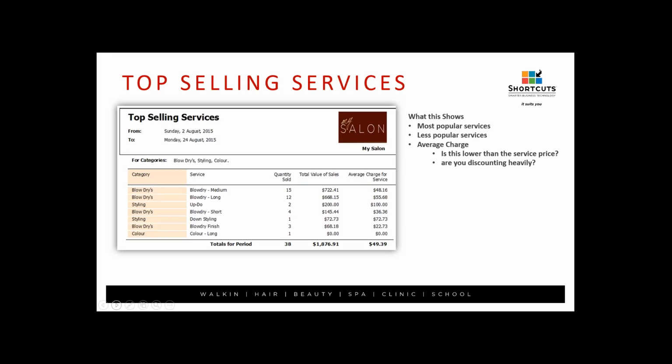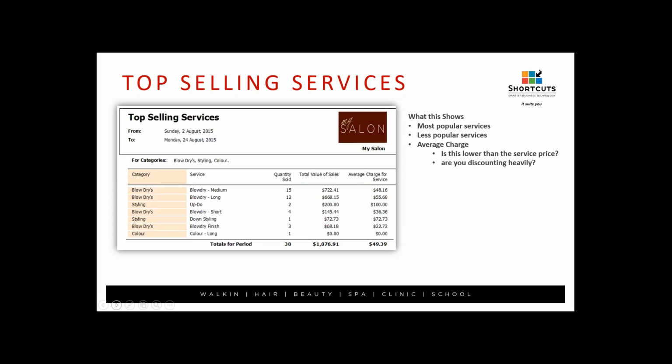So the average charge means if there's any discounts being given or we're giving services away for free, for example. So what you need to be looking at is, is this lower than the service price? If your average charge for a service is lower, then that means that you're discounting heavily on that service. So are you discounting heavily? Are you giving those services away for free or at a high reduced rate?